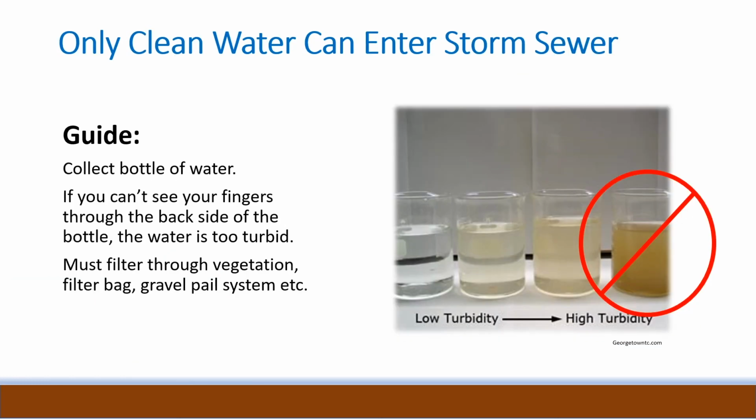A simple test to follow: collect a bottle of water to be discharged. If you can't see your fingers through the back side of the bottle, the water is too turbid and needs to be filtered. Practices that can be used include filtering through vegetation, filter bags, or a gravel pail system.